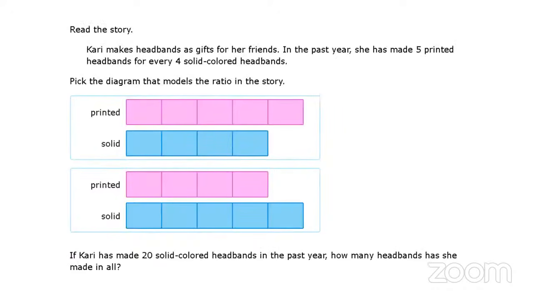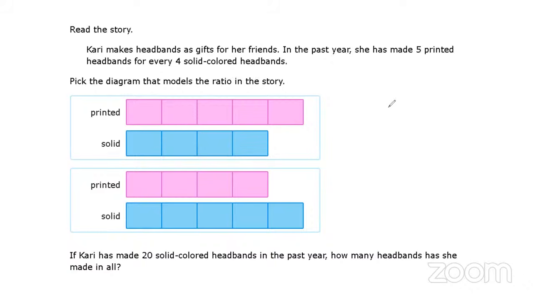ratio question. So this is our last ratio question and we're just going to go on to a different concept. All right. So here it says, Carrie makes headbands as gifts for her friends. In the past year, she made 5 printed headbands for every 4 solid colored headbands. We're going to pick the diagram that models the ratio in the story. So Carrie makes headbands as gifts, and last year she made 5 printed for every 4 solid colors. Which of these is representing what she's saying?